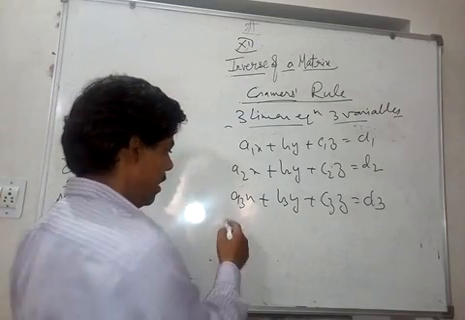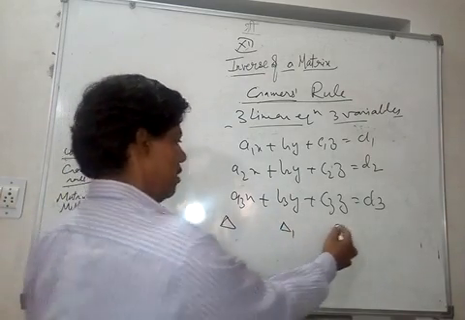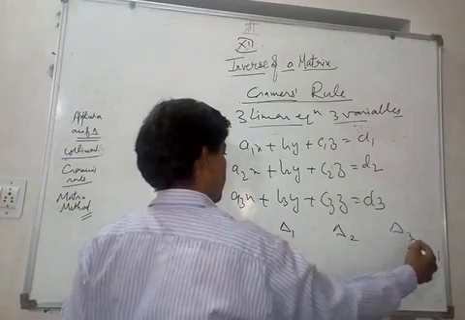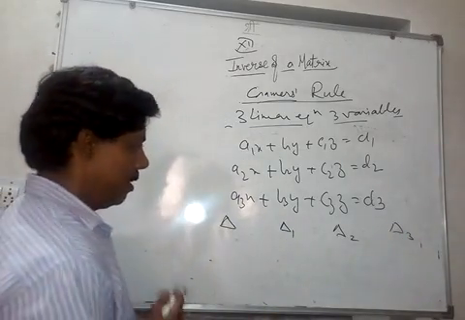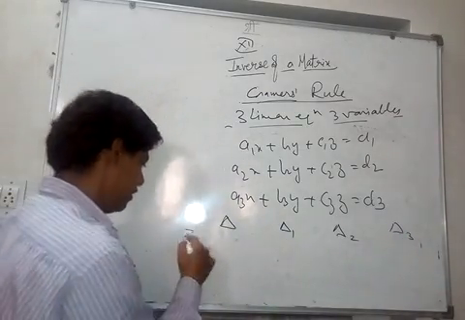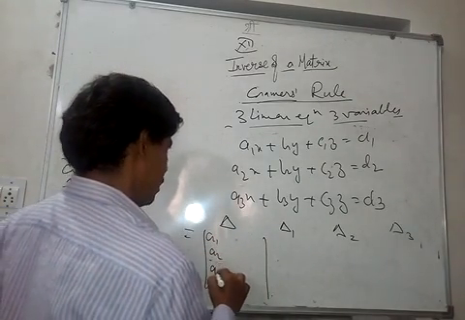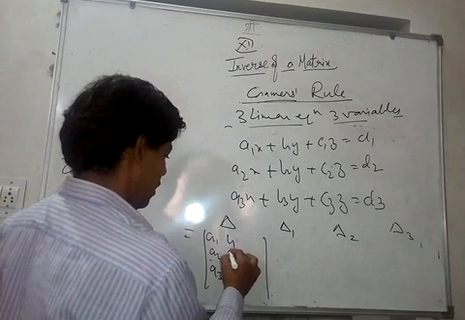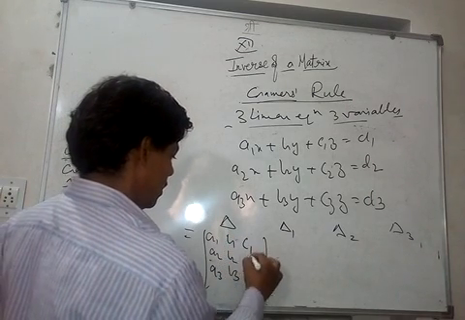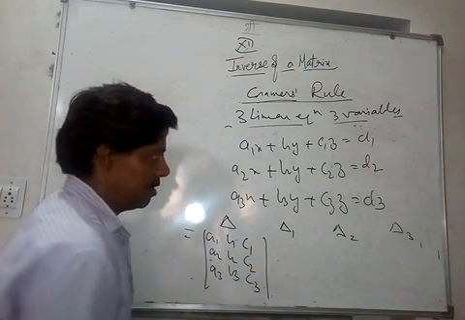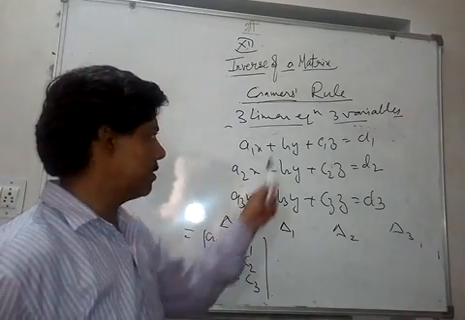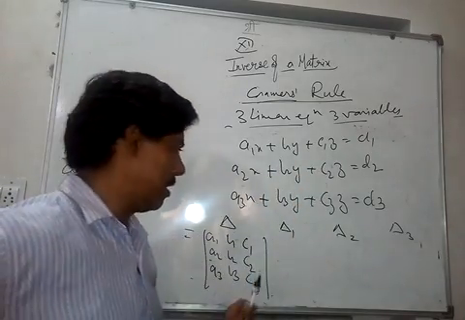Now again you will have delta, you will have delta 1, delta 2, and delta 3. These three you will have. And what are these three? Let us see. Here you will have a1, a2, a3, and b1, b2, b3, c1, c2, c3. The first one is clear.